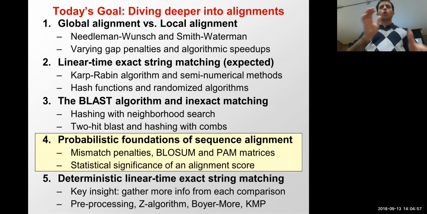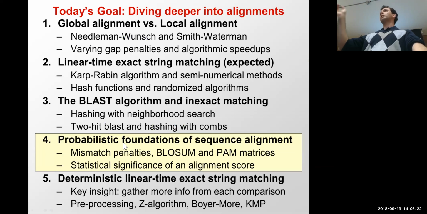Okay, awesome. So we talked about global alignment, we talked about local alignment, we talked about linear string matching, and then we looked at this concept of searching with mismatches by first extending the neighborhood and then searching for that neighborhood, and then putting that in the context of a lot of heuristics such as two-hit BLAST, hashing with combs, and so on and so forth.